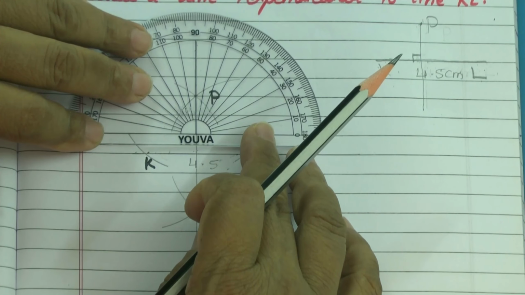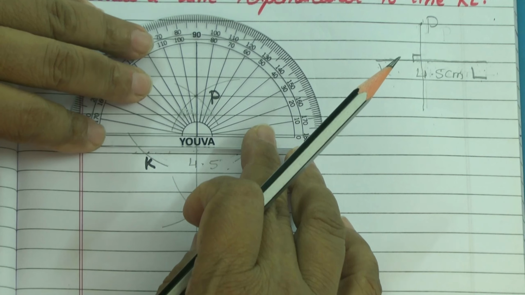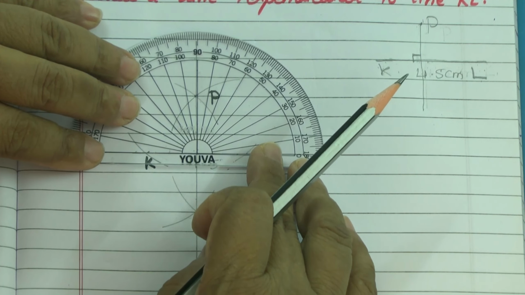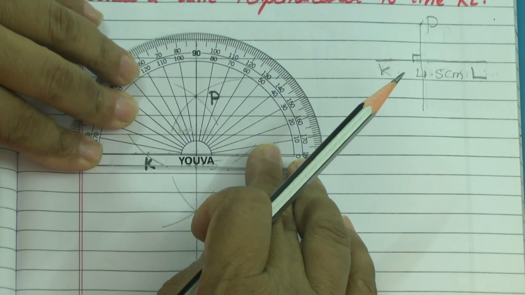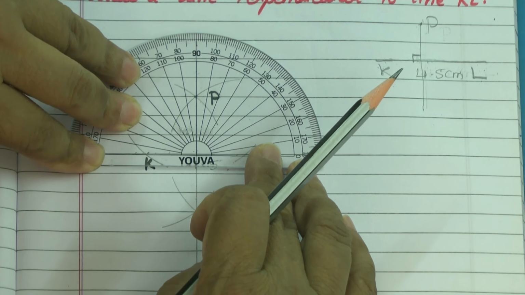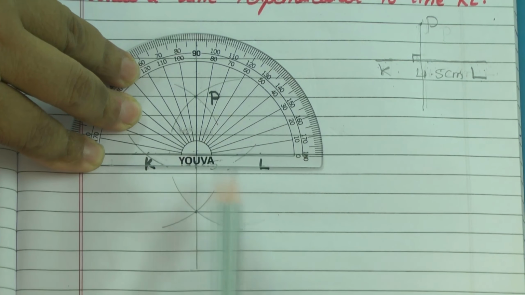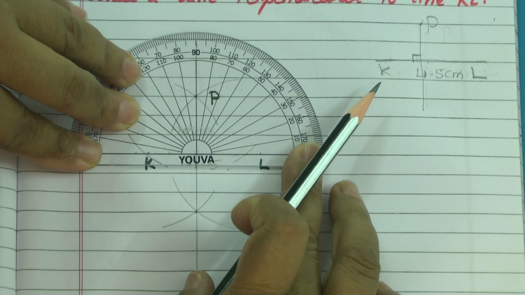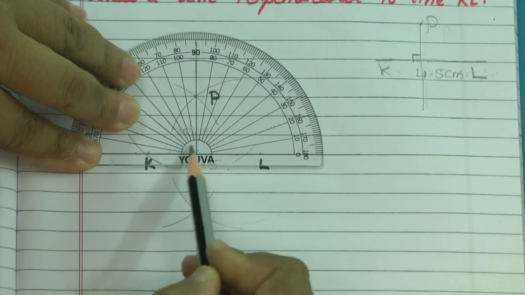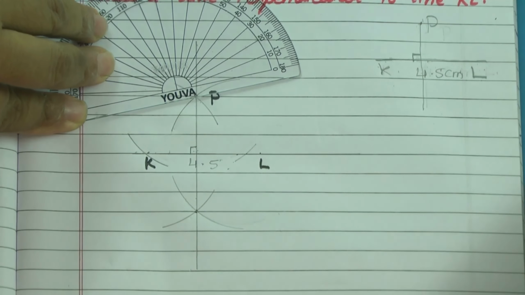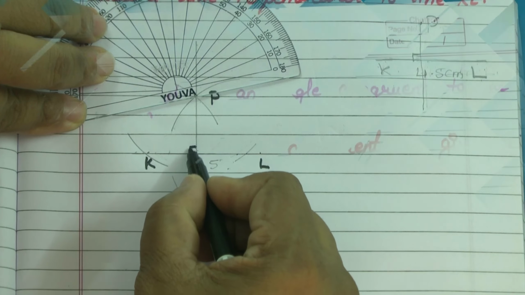If I measure the angle, it is 90 degree. See children, it is exactly 90 degree. That means we have drawn a line which is perpendicular from the point P on the line KL. On the line KL, it is exactly making an angle of 90 degree. I'll mark it here as 90 degree.